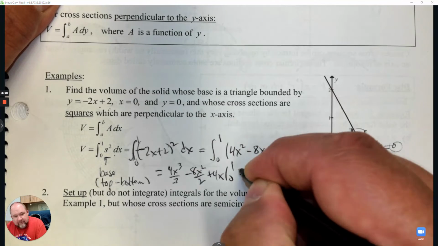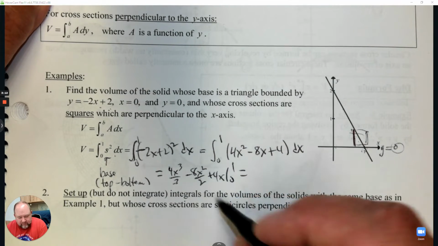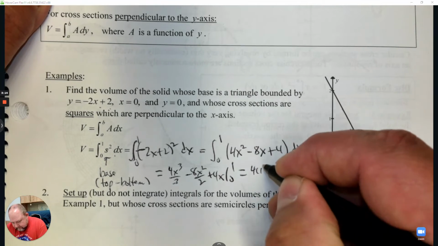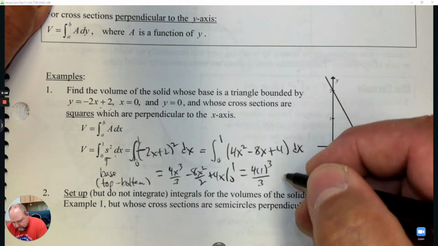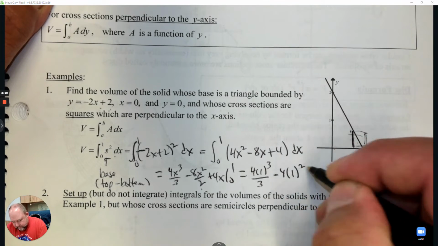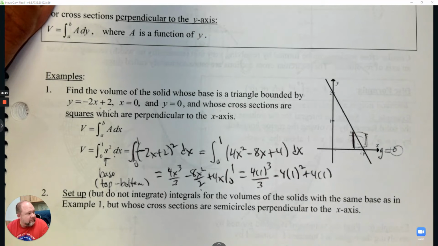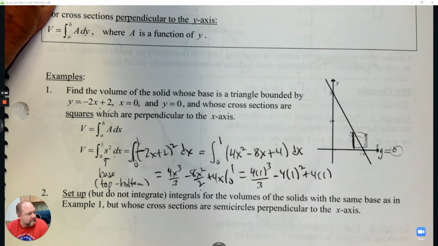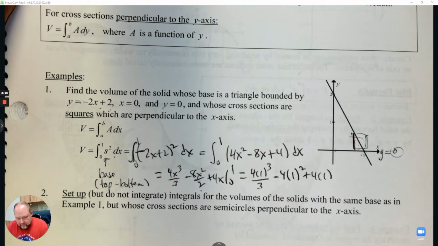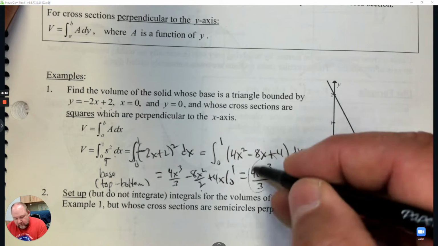And then the last step, we're going to plug in 1, and then when you plug in 0, the answer is 0, so we don't need that. 8 divided by 2, just for fun. And then there's your answer. Ultimately, negative 4 plus 4, the answer is 4/3.